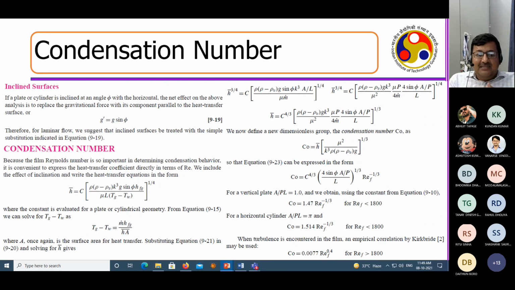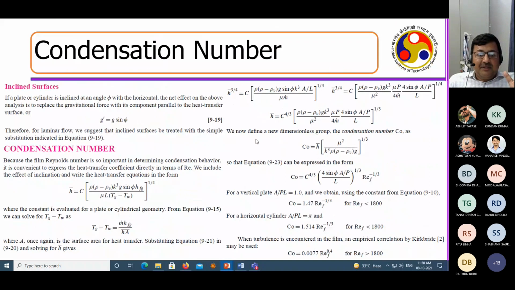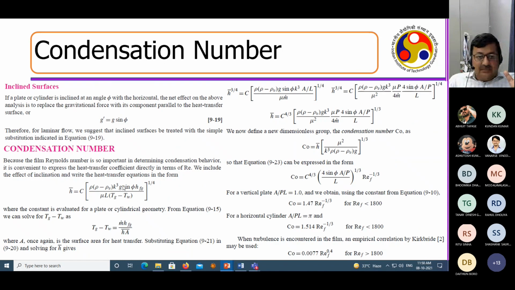Now here another dimensionless number arises, which is used for all sorts of condensation processes, and that is called the condensation number. How do you arrive at that? First, I have taken a totally vertical surface. So you make a slight modification for the inclined surface, where g dot is equal to g sin phi. In your average heat transfer coefficient equation, you just replace this g by g sin phi. That is the only modification that takes place, right?